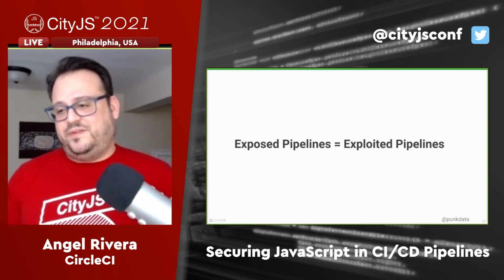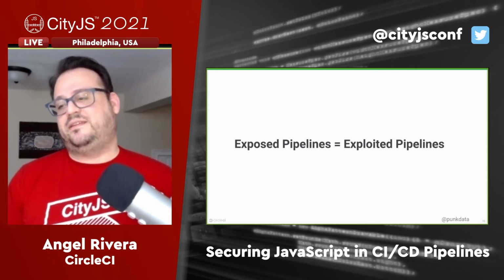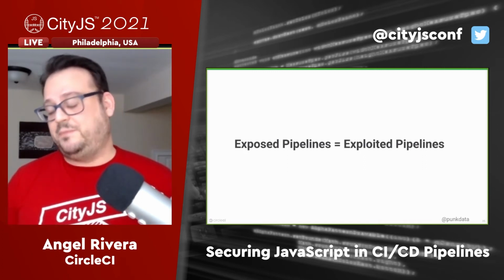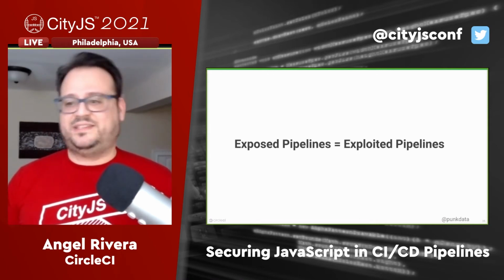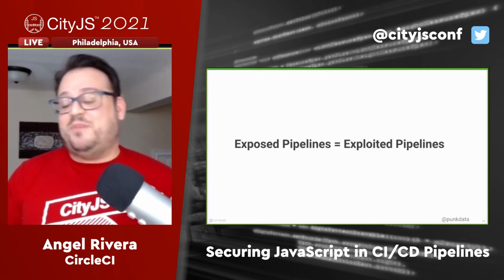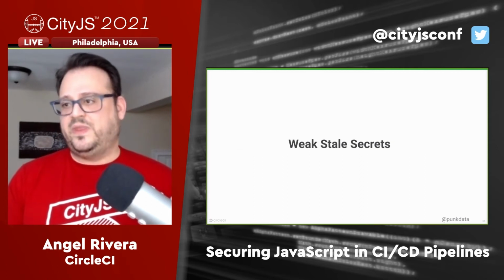And if you have exposed pipelines and exposed secrets within your pipelines, then that equals a potential for an exploited pipeline, meaning someone can gain access to that pipeline and perform some malicious acts. Or someone can gain access to those pipelines and unintentionally perform some damaging acts, or execute some damaging processes within your pipelines, which could impact your code and your releases.